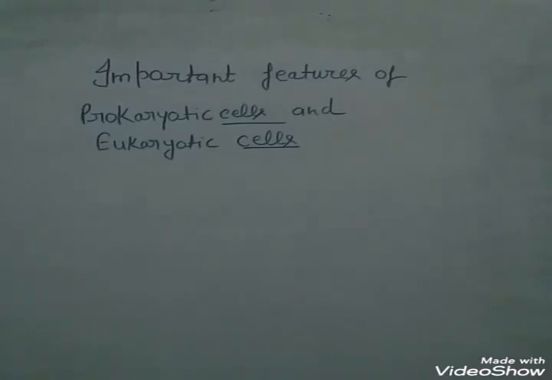In prokaryotic cells, extra-chromosomal DNA is present, which is called plasmid. But in eukaryotic cells, plasmids are absent. Mostly the main DNA is double-stranded and linear, associated with histone proteins, and DNA or RNA nucleic acids are present. So we call prokaryotes primitive organisms and eukaryotes well-developed organisms.